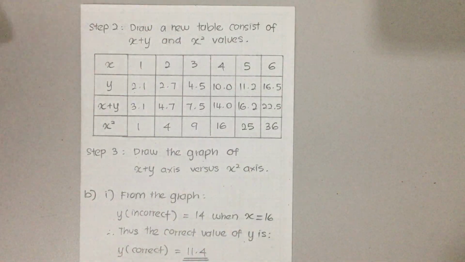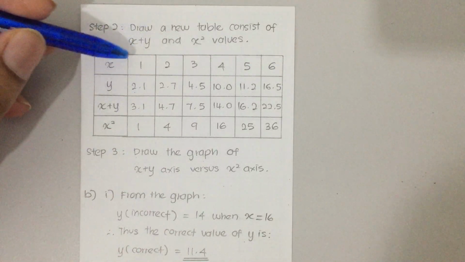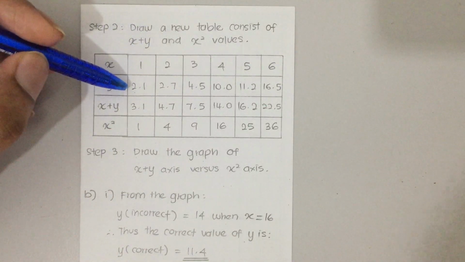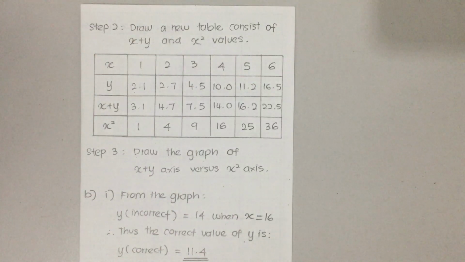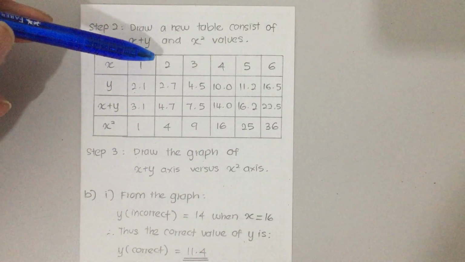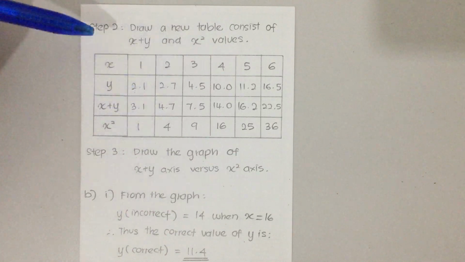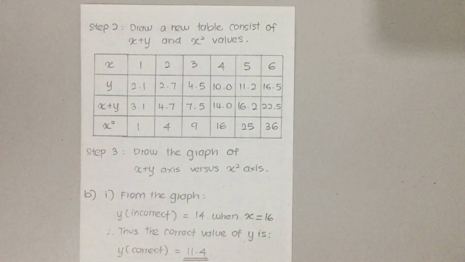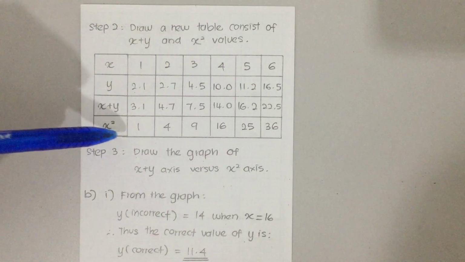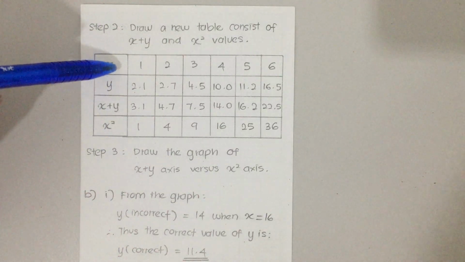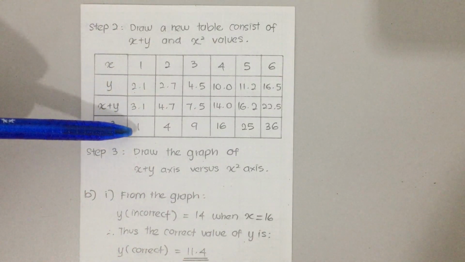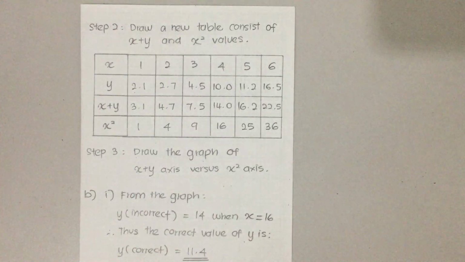It's very simple guys. This x value 1, you just add 2.1, so that's how you get 3.1. The same thing goes for the next one, 2 plus 2.7, and that's how you get 4.7. And go for the rest of the values. So the x² is very simple. The x values, you just square them up. So that's how you get 1, 4, 9 and so on.